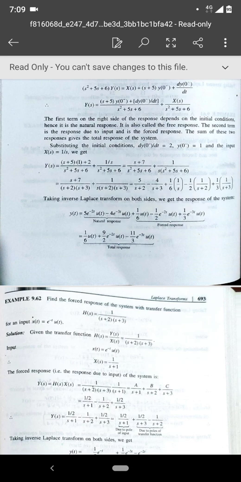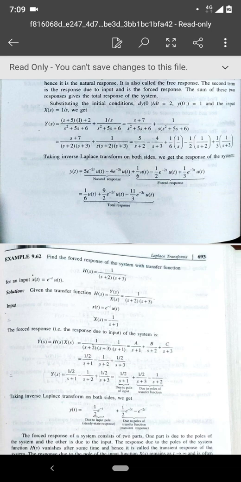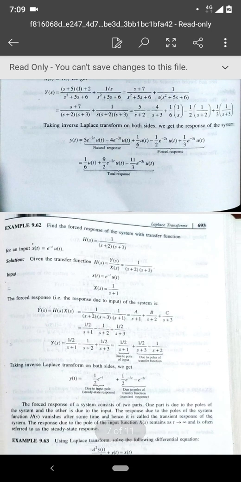Here the actual input is x of t equals e raised to minus t u of t. Substitute that and find the residues. You can see that the answer is 1 by 2 by s plus 1, plus 1 by 2 by s plus 3, minus 1 by s plus 2. Here the input itself contributes a pole at s equal to minus 1, and that is the first term, the pole due to input. The other two terms are due to the system itself, the poles of the system.